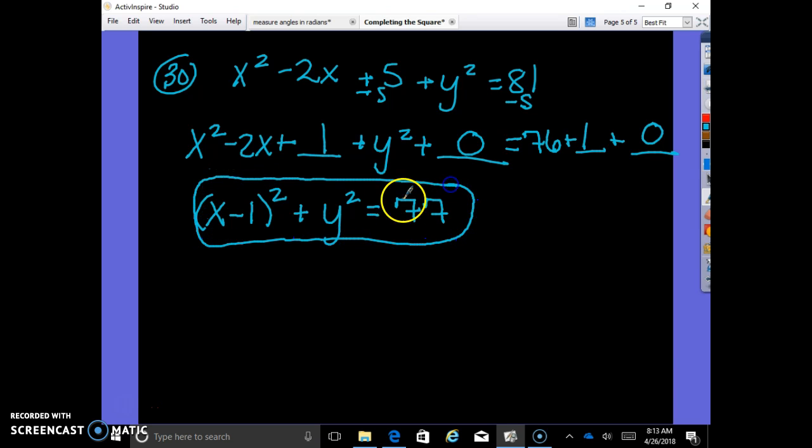Our center is 1, 0. Our radius is the square root of 77. Are there any questions? Are we okay? All right.